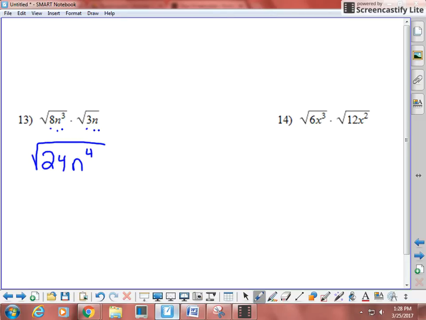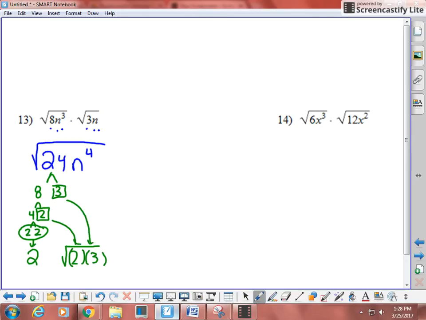Okay, so I want to break this down. So I'm going to break 24 down. We know that it made 8 and 3, 4 and 2, 2 and 2. So I have a couple of 2's, a single 2, and a single 3. So that 2 is going to go outside. Then inside is a single 2 times a single 3, because they're both single, so they have to stay in.